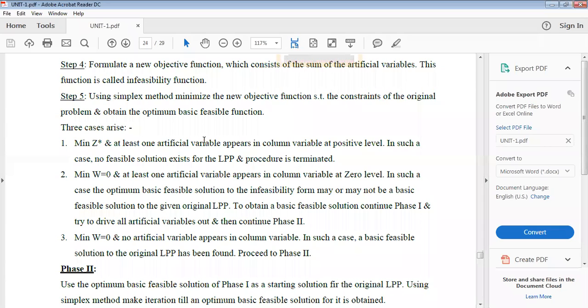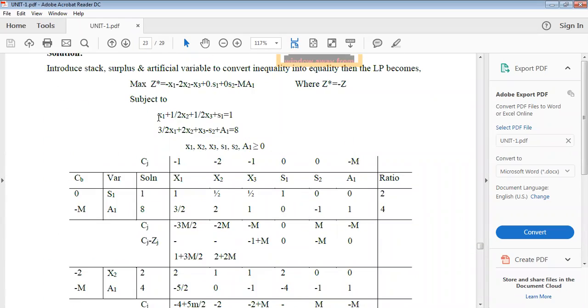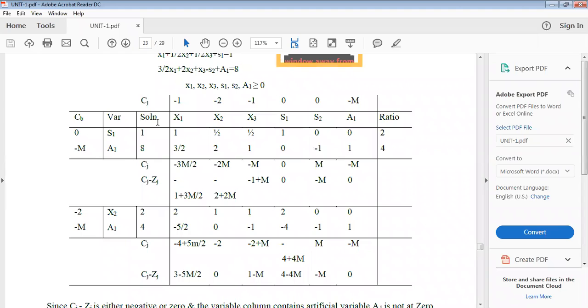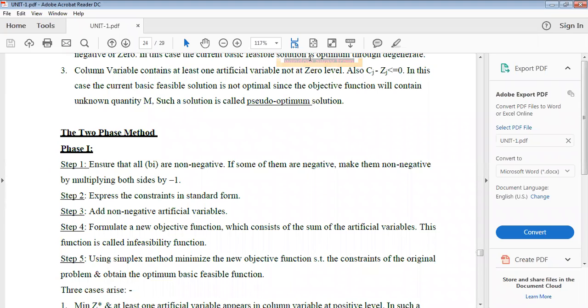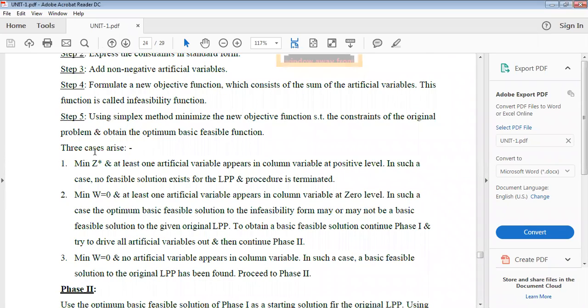Yesterday, in the last class, I told you there is a problem. There is a particular problem here you can find. You have witnessed that the artificial variable A1 has a value equal to 4. A1 should not appear in this solution. Either the slack variables S1 or the surplus variable S2 can exist, but an artificial variable cannot exist. If an artificial variable exists, the problem ceases. So here what he has mentioned is no feasible solution exists for the LPP.